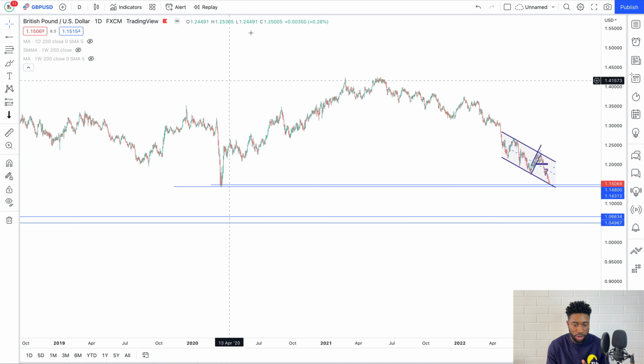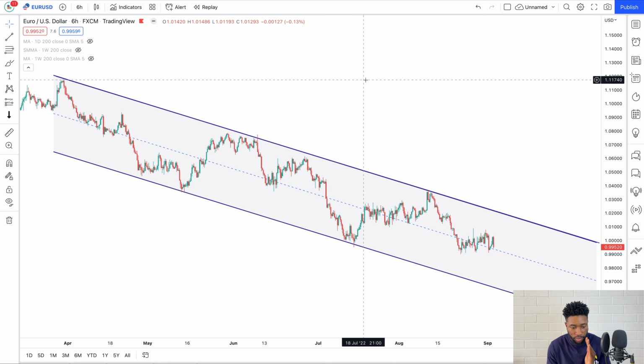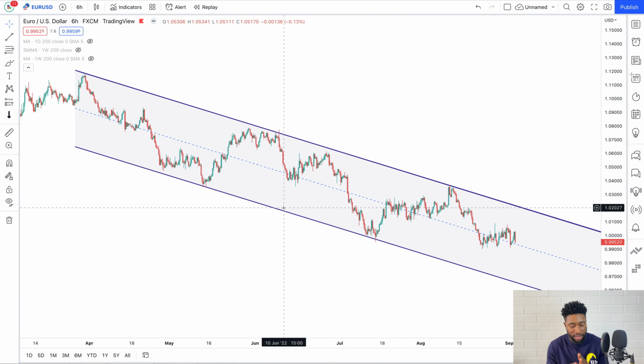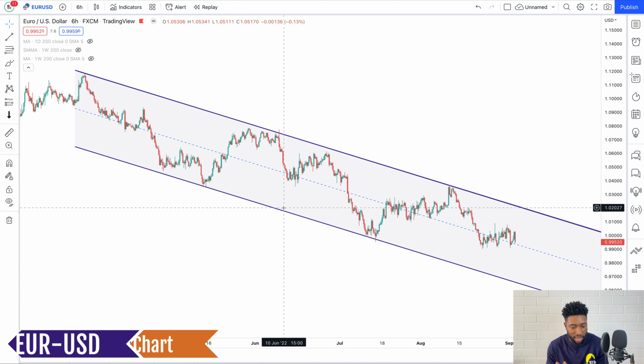Moving on, I'm going to check out EUR USD real quick. Same thing. We've had this massive grind downward on EUR USD. This is the 6 hour time frame, bearish trend. There's nothing to be shy about in what we can see on the chart. It's clear as day. This is a bearish trend, and it seems we're having a bearish continuation pattern right now.